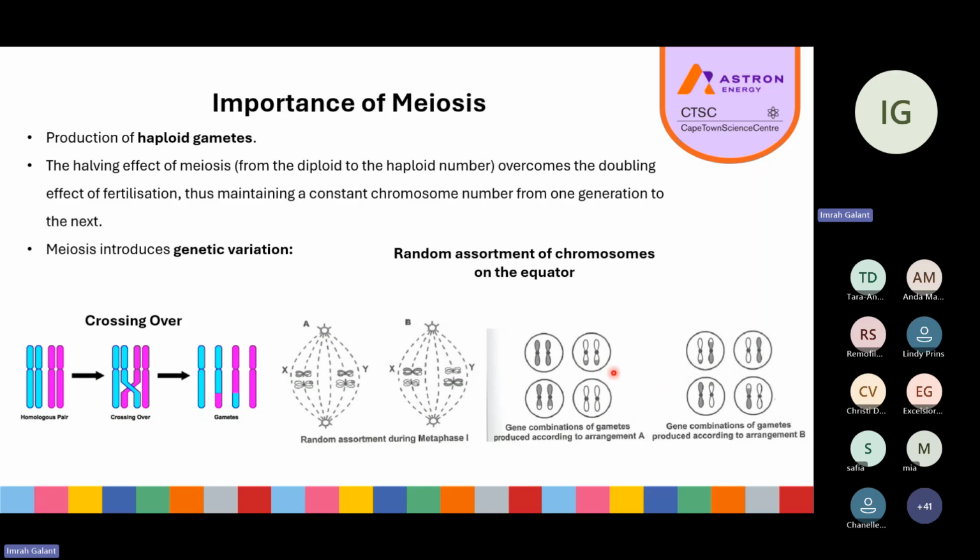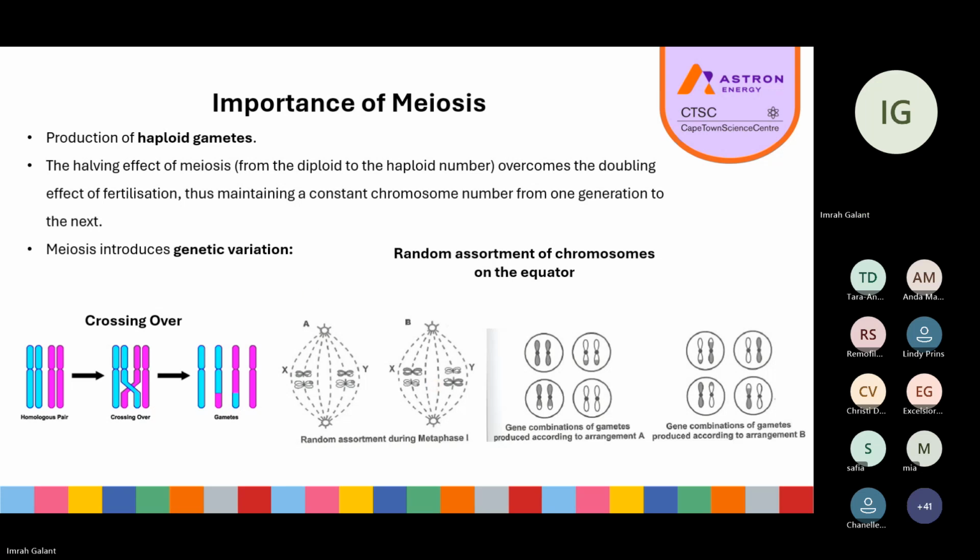And now these gene combinations are obviously brought about by the homologous pairs that are arranged differently along the equator. Another way in which genetic variation can be brought about is through random fertilization, where it's the possibility of which sperm will fuse with which egg cell during fertilization. So those are the three ways in which genetic variation can be brought about: either through crossing over, random fertilization, or random assortment of chromosomes on the equator.